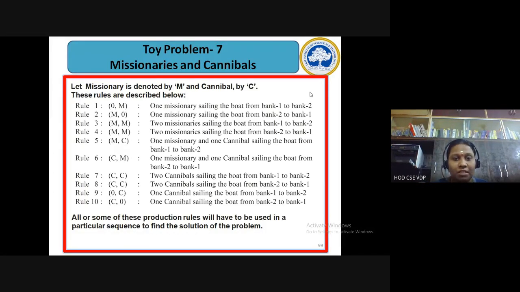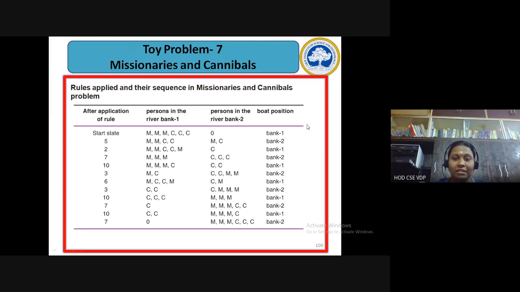This is your problem statement, right? So, okay. How do we use this? I want you to try. This is very easy only. So here in bank 1, you have all, and bank 2, you have nothing. So in the first boat, who has traveled? Missionary and cannibal, they have traveled together, right?